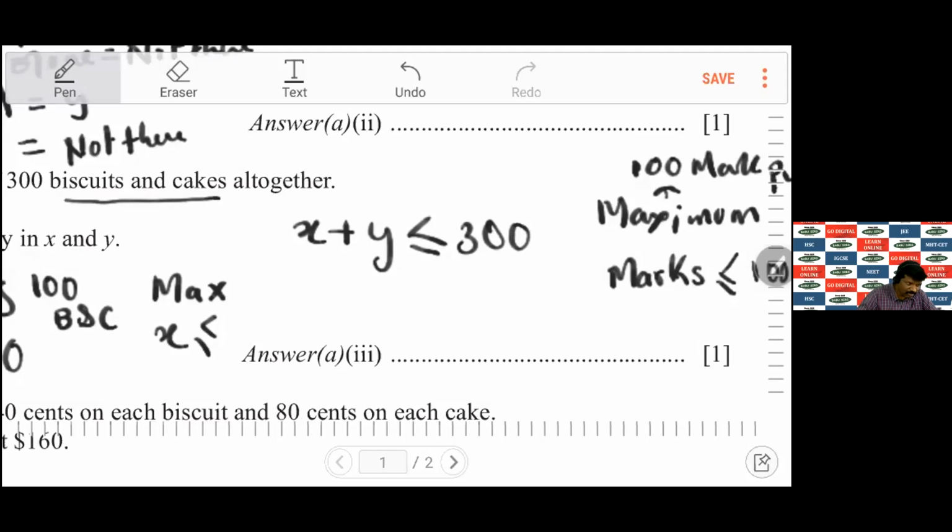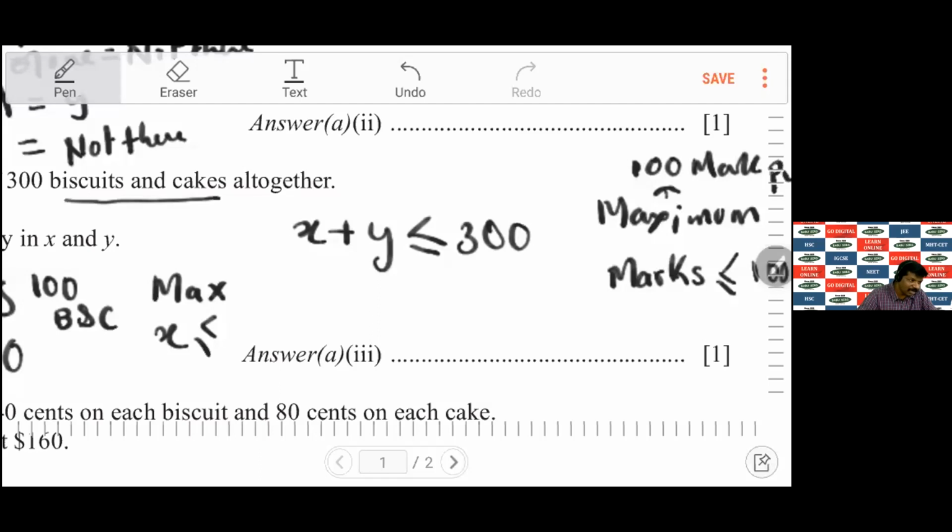Now you are coming to know that. We'll speak with someone else. Yash, what is X? Number of biscuits. And what is Y? Number of cakes. And what is the total? X plus Y.